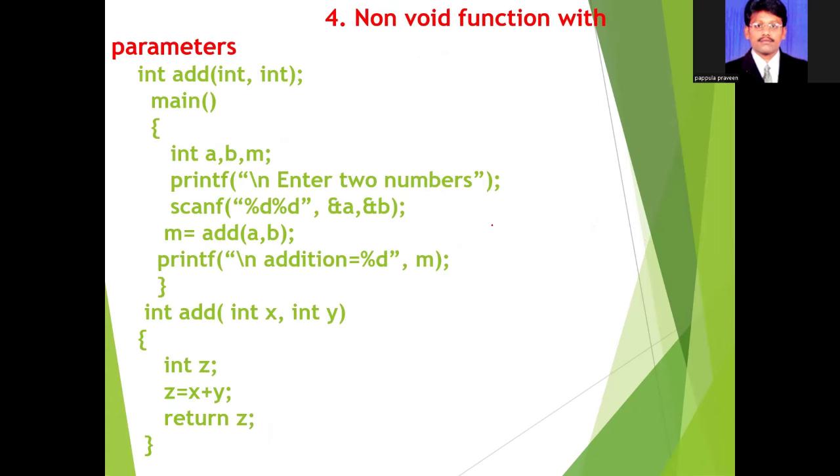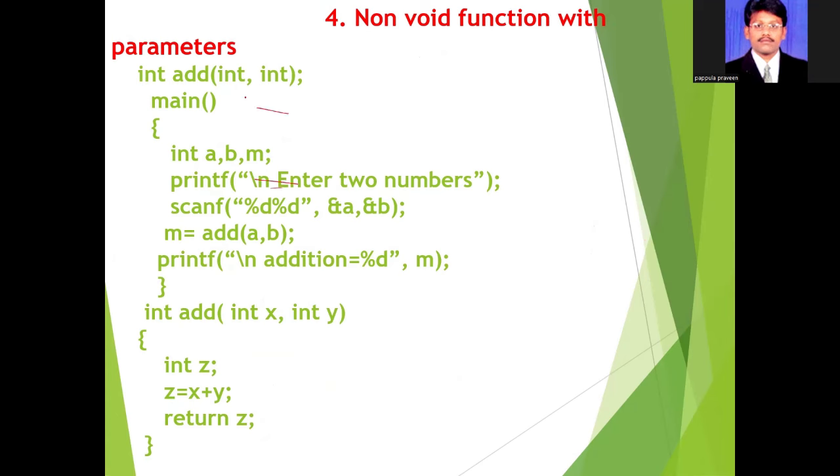And last one is the parameter and return value. This is called the bidirectional. We send parameters from calling to called function. At the same time, the output or some value is received from the called function to calling function.